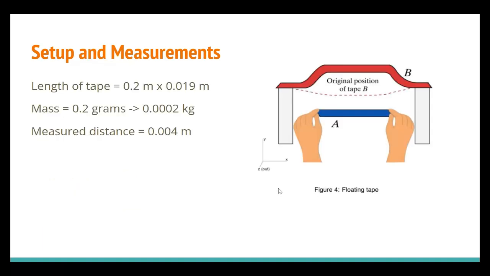We had to set this up as well in our calculation for the uniform charge. The length of tape was 0.2 meters and the width was 0.019 meters. The mass is around 0.0002 kg. And the measured distance between the two tapes when A was interacting with B was 0.004 meters.